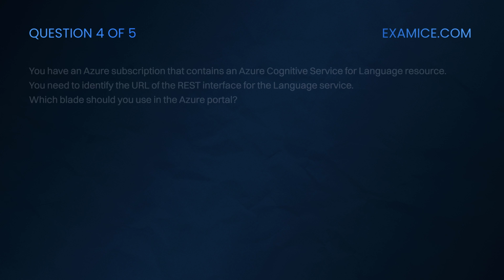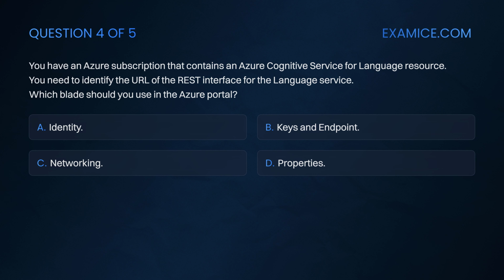Question 4. You have an Azure subscription that contains an Azure Cognitive Service for Language resource. You need to identify the URL of the REST interface for the language service. Which blade should you use in the Azure portal?